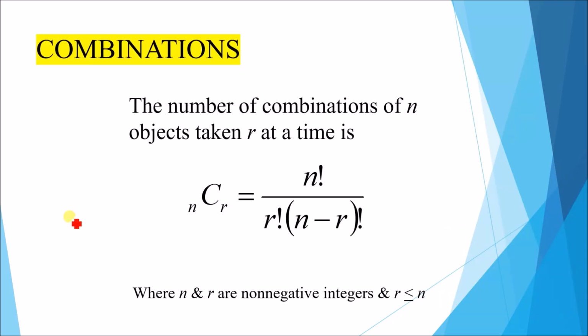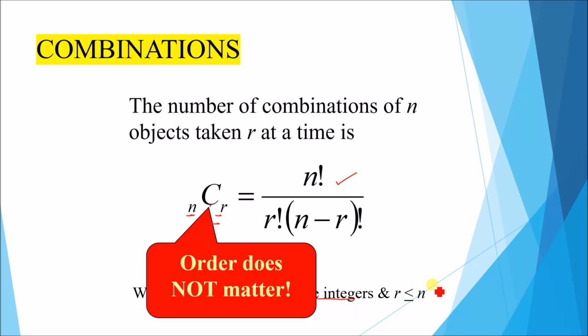Nakuha yan sa pamamagitan actually ng formula na ito. The number of combinations of n objects taken R at a time is given by this symbol. We have the combination represented by capital C of n objects taken R at a time, or the formula behind that is n factorial all over R factorial quantity n minus R factorial, where n and R here are non-negative integers, or the R should be less than or equal to n. Kailangan mas malaki parati yung n or equal dun sa R. And once again, order does not matter dito sa ating combination.